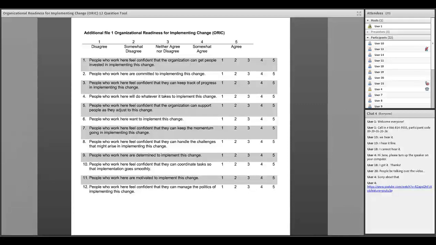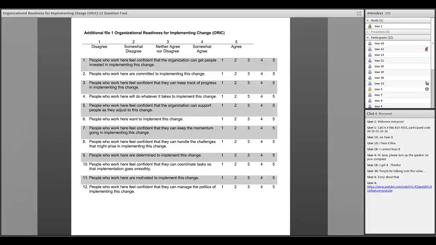Okay, so this is the ORIC tool, or the Organizational Readiness for Implementing Change. This is based on Weiner's theory of organizational readiness. It was tested in healthcare settings, so it is validated and reliable, and it looks at change in commitment and change in efficacy over time. It's a 5-point Likert scale. It's very easy to administer. You could administer this on a monthly basis, a quarterly basis to your partnership.